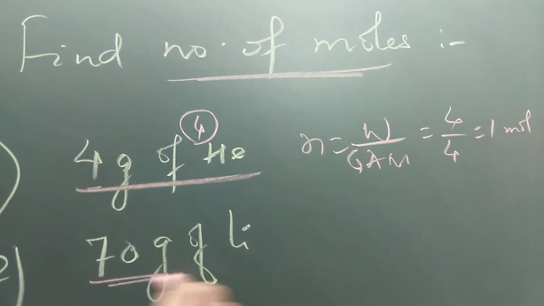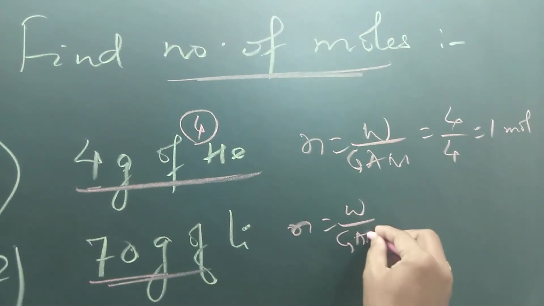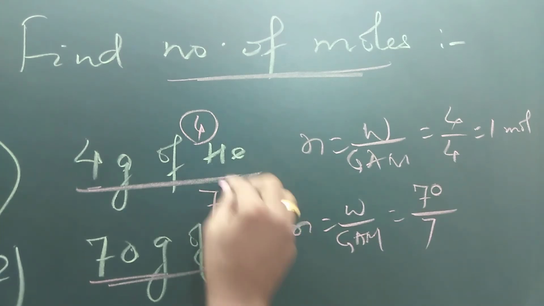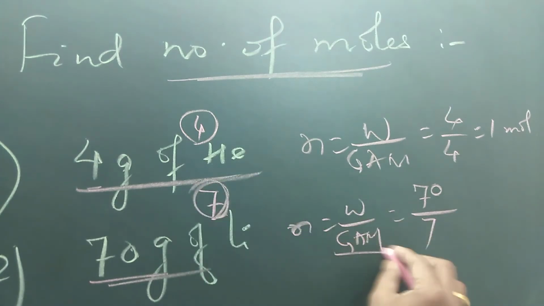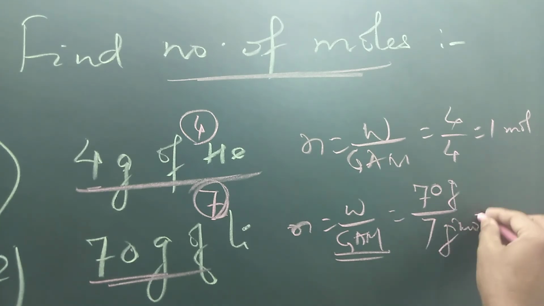Now suppose 70 gram of lithium. The number of moles is given weight by gram atomic mass. So 70 gram upon 7, because lithium has an atomic mass of 7. So the gram atomic mass of lithium is 7. So this is 70 gram upon 7 gram per mole, that means 10 moles.